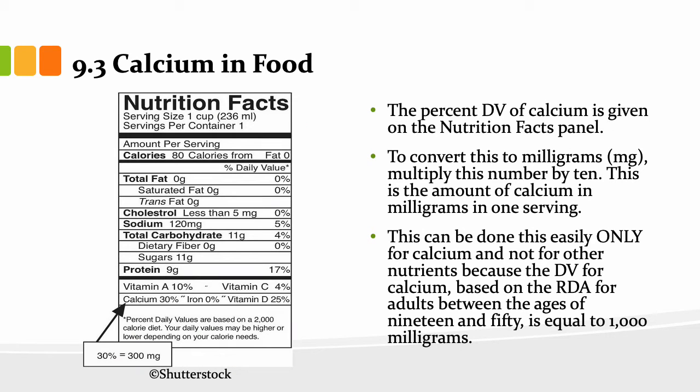The percent daily value of calcium is given on the nutrition facts panel on food labels. To convert this percentage to milligrams, you just multiply this number by 10. This is the amount of calcium in milligrams in one serving of this food. This can be done easily, but only for calcium and not for other nutrients, because the daily value for calcium, based on the recommended daily allowance for adults between the ages of 19 and 50, is equal to 1,000 milligrams.